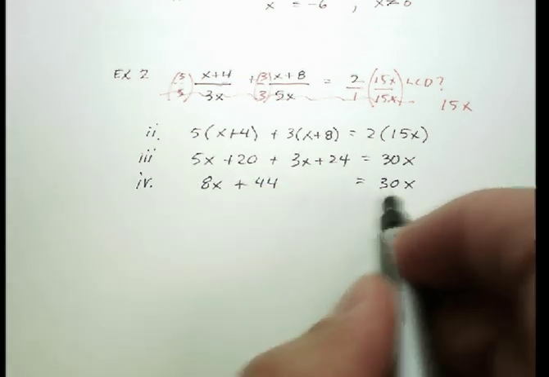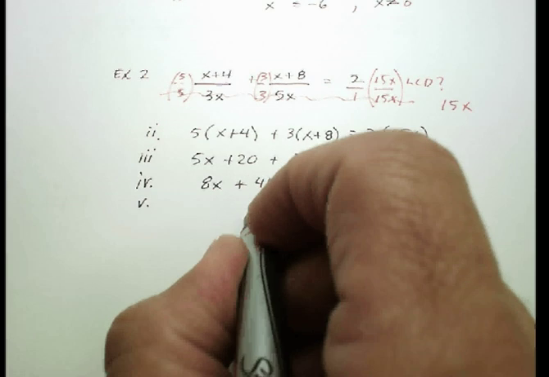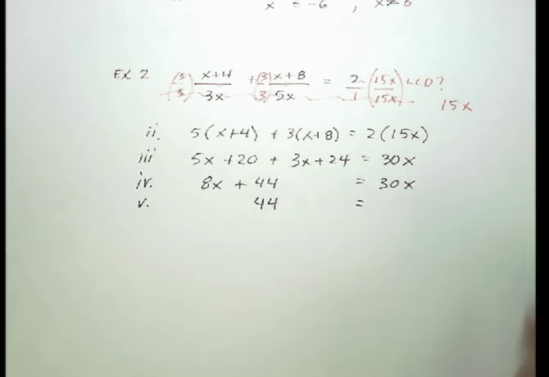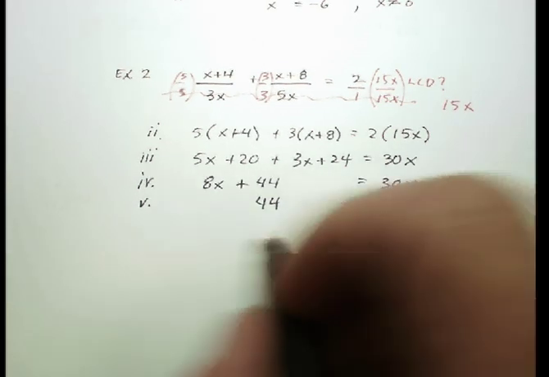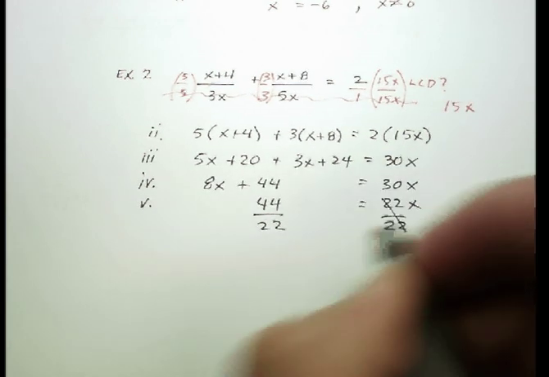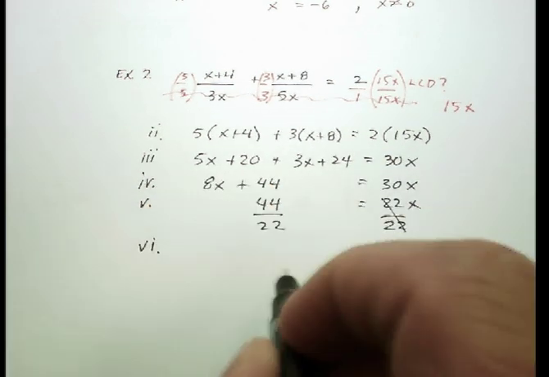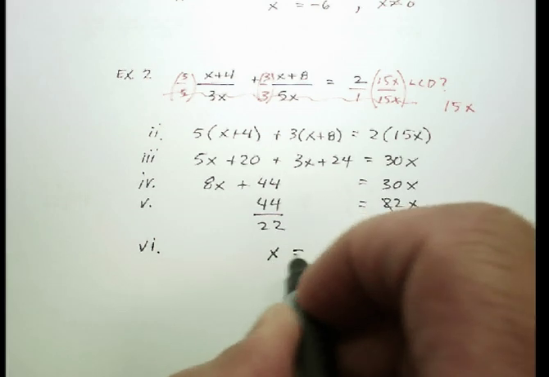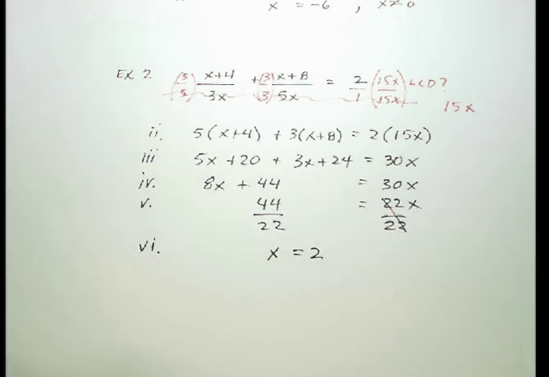Let's subtract 8x from both sides. 44 is equal to 22x. Boy, this is really turning out to be even easier than I thought. Divide by 22 on both sides. And your final answer is x is equal to 2.